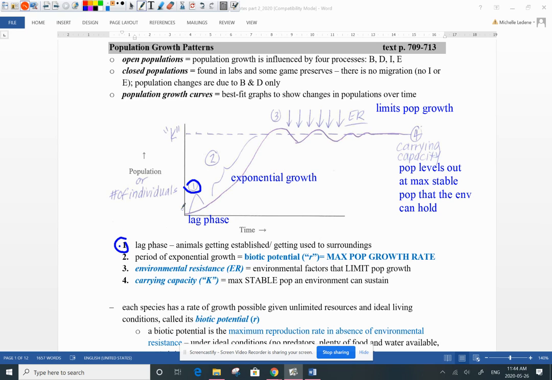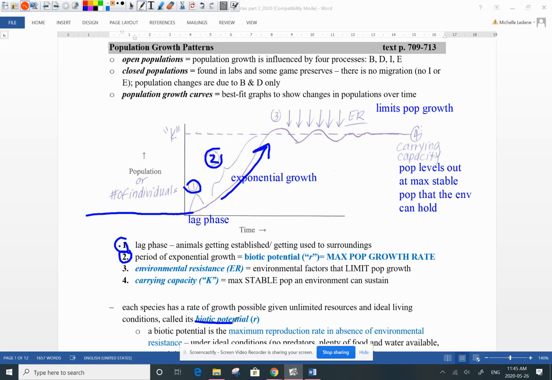On the graph, it might be a long lag phase like this, like in a human population, or who knows, depending on what the population is. But it's the time that the animals, the plants, whatever those organisms, their population is getting established, they're getting used to the surroundings. And then typically there's a steep upslope on the graph, and that part, number 2 here, is the exponential growth. And at this point in time, the species is reaching their biotic potential, their maximum population growth rate.